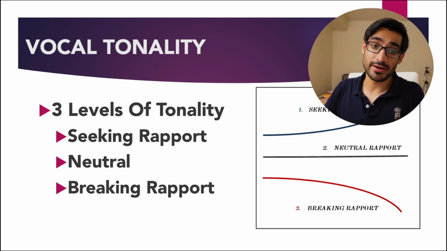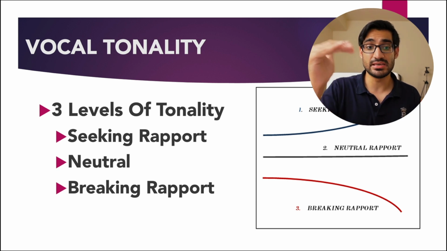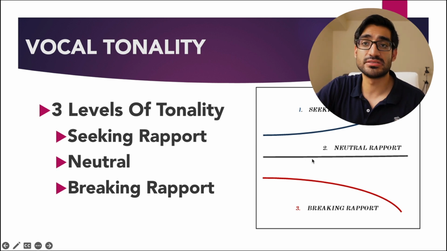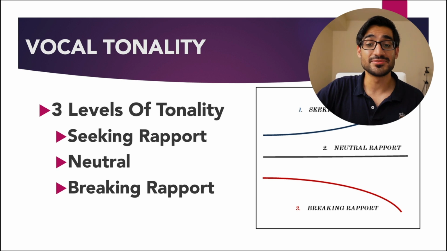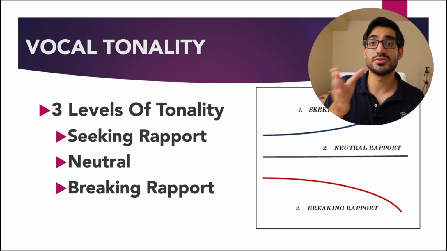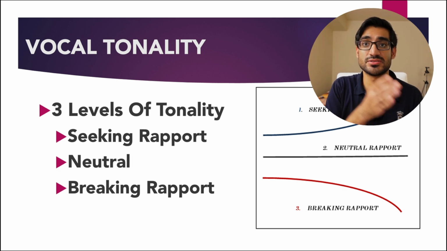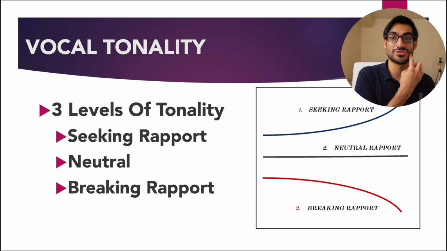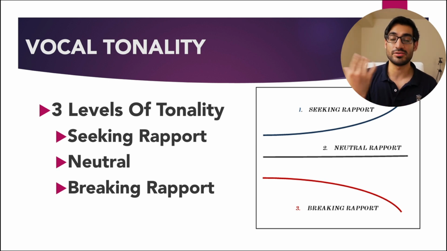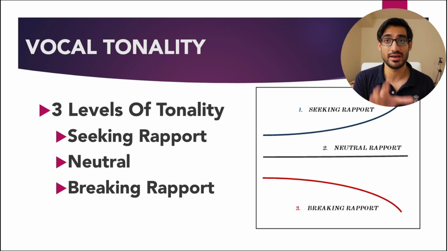So there are three levels of tonality: seeking rapport, neutral rapport, and breaking rapport. And what you'll notice is, when you get nervous, as if you have to give a seminar in front of 1,000 people, you would go into what is called seeking rapport, because that's what happens when you get nervous. It's an honest signal that your body is giving out that you're really not confident at that moment.